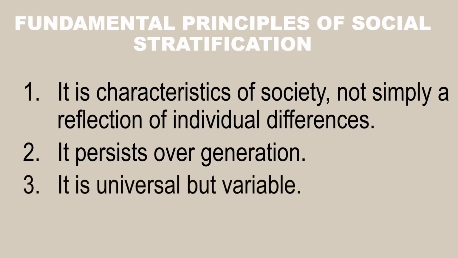Next, it is universal but variable. Kanina, sinasabi natin na katangian na ito ng isang lipunan na kahit saan ka magpuntang lugar, merong social stratification. Pero, plus, each country has its own stratification. Each town, each society, each culture, but it varies depending on their society or kultura. Nagbabago siya, depende sa kung anong kultura ang kinabibilangan mo. Hindi naman katulad halimbawa ng caste system sa India, di ba? Hindi naman siya katulad ng sa atin na open class system tayo.